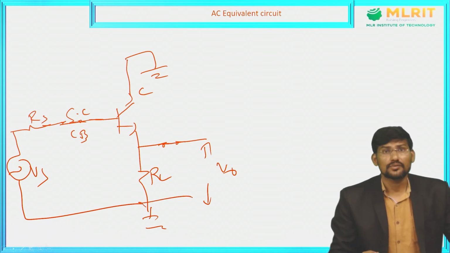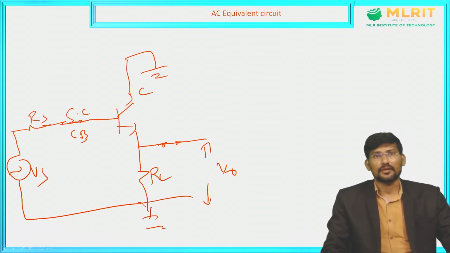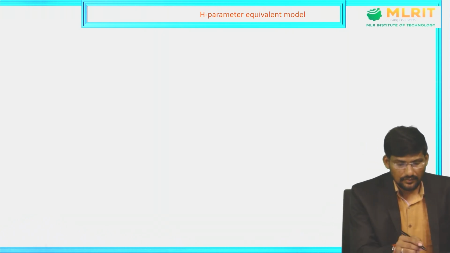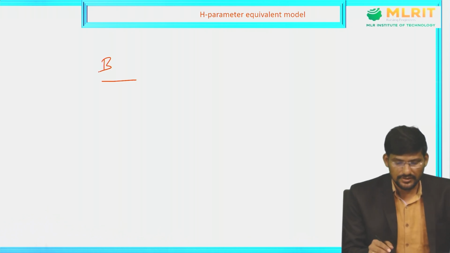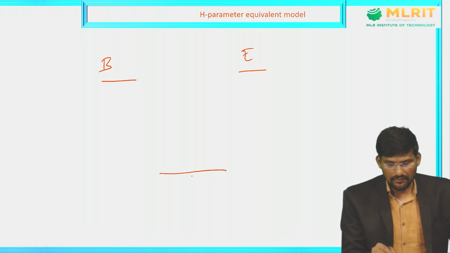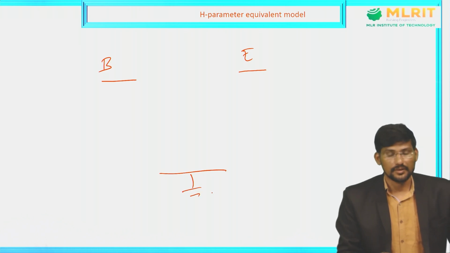So let us go for the H parameter model for this particular AC equivalent circuit by considering the transistor H parameter equivalent model, connecting external elements like RS, Vs and RL. So next, the H parameter equivalent model. The transistor will be considered with the H parameter equivalent model. The input is applied to the base terminal, and output is taken across the emitter terminal, and the collector will be acting as a common terminal for both input and output.